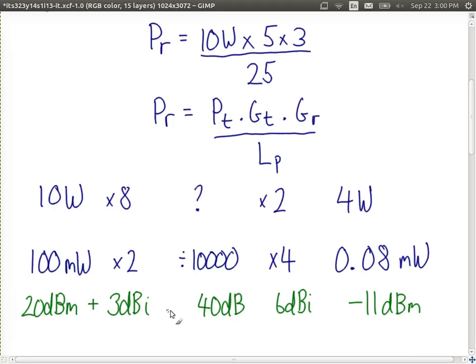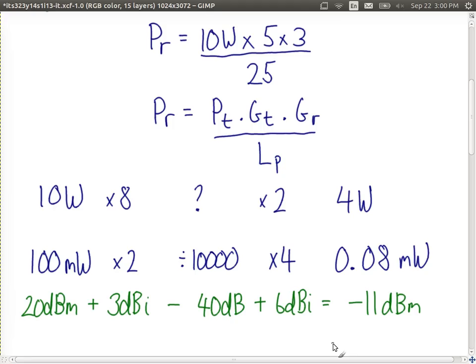A gain, we add. A loss, we subtract. A gain, we add, gives us our minus 11. 20 dBm plus 3 is 23. Minus 40 is minus 17, plus 6 gives us minus 11. So you can choose either. The absolute factors, where you multiply for gain and divide by loss, or the dB versions, where you add for gain and subtract for loss.